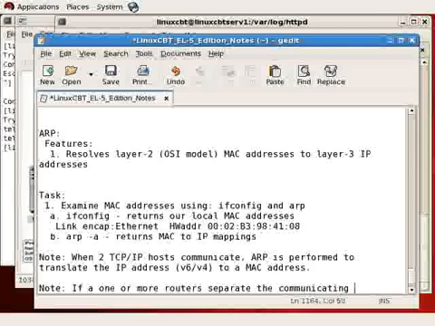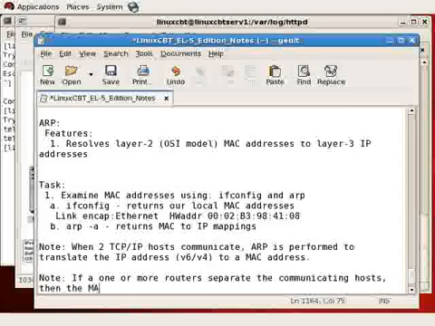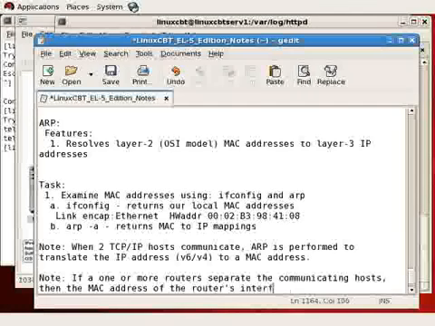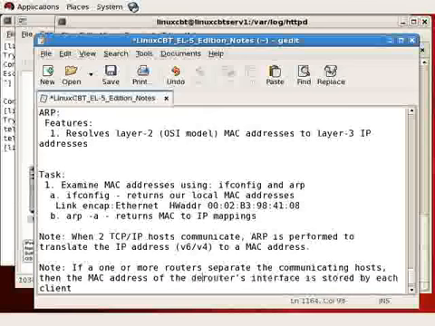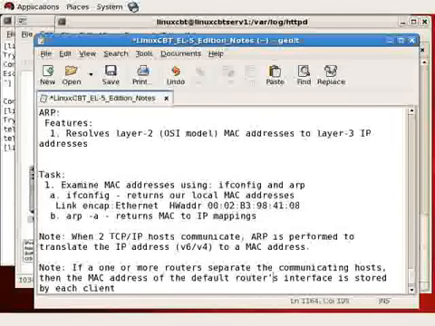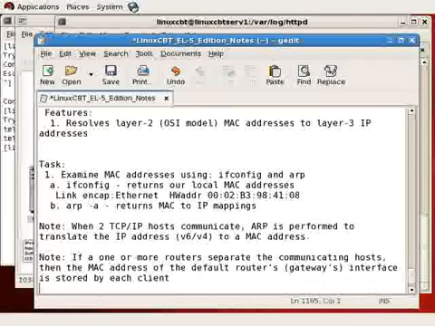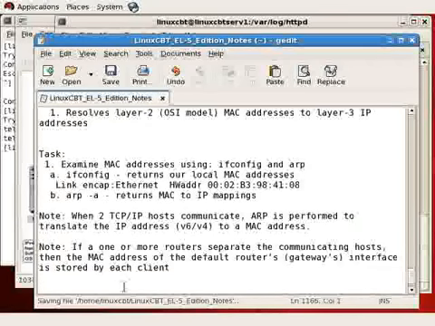So note, when two TCP/IP hosts communicate, ARP is performed to translate the IP address, and this may be v6 or v4, to a MAC address, which is layer 2.